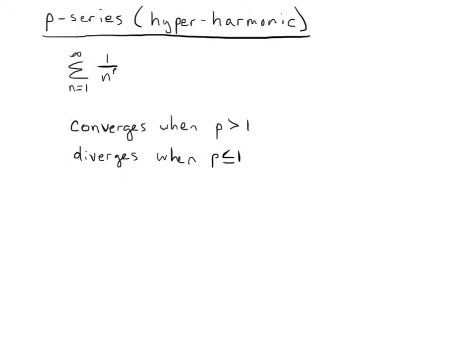So for a harmonic series, p would just be equal to 1. But for the P series, this is a more general form of it. The P series converges when P is greater than 1, and it diverges when P is less than or equal to 1, which seems kind of backwards from the geometric series, but this is also something that you need to memorize because the P series shows up a lot.